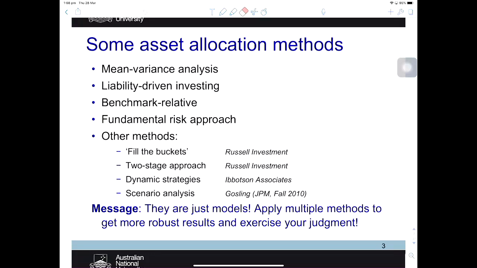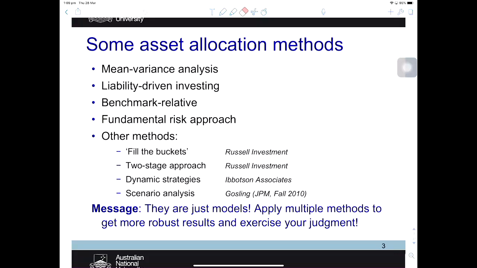Next, we're going to talk about the benchmark relative approach. We had some exposure to calculating tracking error and using tracking error as a constraint in mean variance optimization to restrain your asset allocation, to not be too dramatic, to make it more sensible. Here we're going to step forward and look at how the management of tracking error risk can improve the utility of private investors and some mutual fund managers.